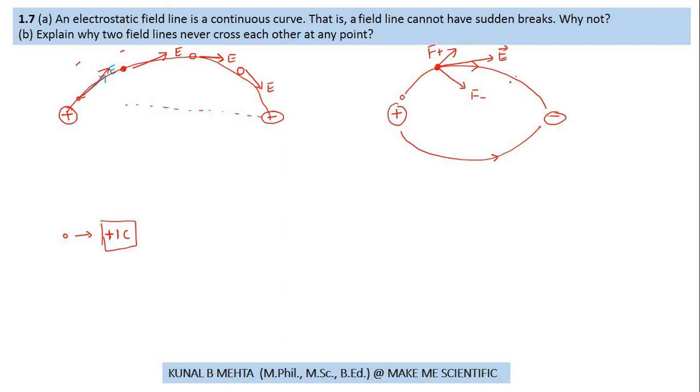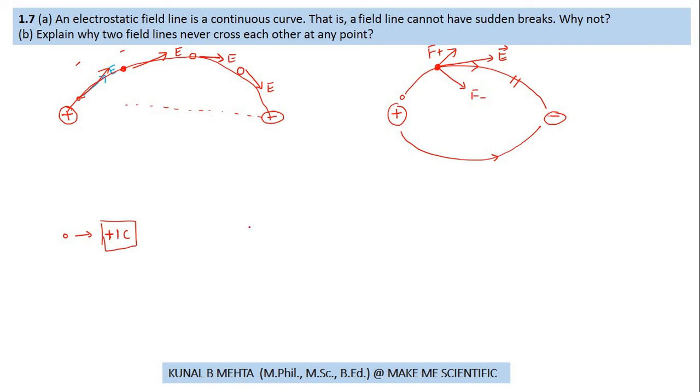Suppose if there is a breakage in the path, that means there is no path, that means there is no force, which is not possible because both the charges are going to exert forces on the unit positive charge. So there is no part along this line where the unit positive charge does not experience any force. So this is the explanation to the first part. Now how we are going to write it in the next slide, we'll see.